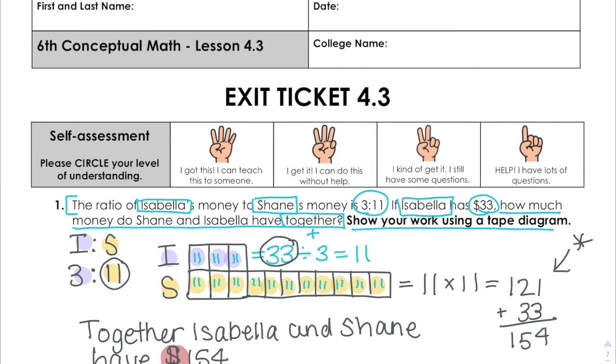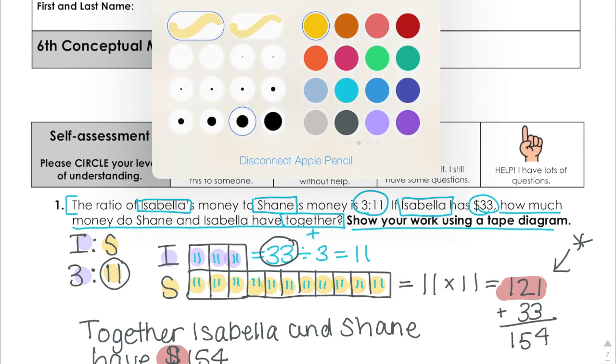A couple of big mistakes that I saw with this exit ticket was a lot of people put their dollar sign behind the number. I know when we say it, we say $154, so it sounds like it goes after the number, but it really goes before. If you look at, like when you go to the store with your parents, you'll never see the dollar signs behind the numbers. So make sure you get in that habit. Also, a lot of people answered 121. They gave me the total amount of Shane's money. So make sure you guys read the question multiple times so you know exactly what it's asking from you.